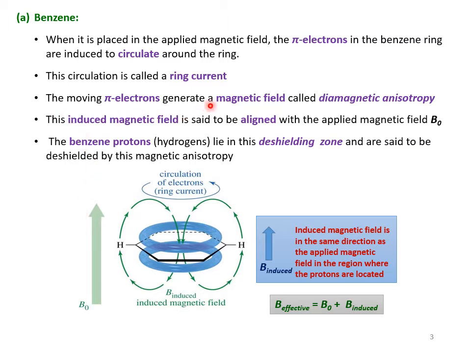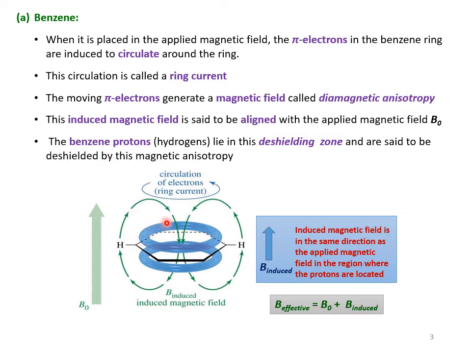The moving pi electrons generate a magnetic field called diamagnetic anisotropy. We know that electrons are negatively charged, so their motion causes a magnetic moment. Therefore, the circulation of the pi electrons generates a magnetic field, and this magnetic field is called diamagnetic anisotropy. Since the magnetic moment produced by this circulation of pi electrons shows an anisotropic effect, it is called diamagnetic anisotropy.